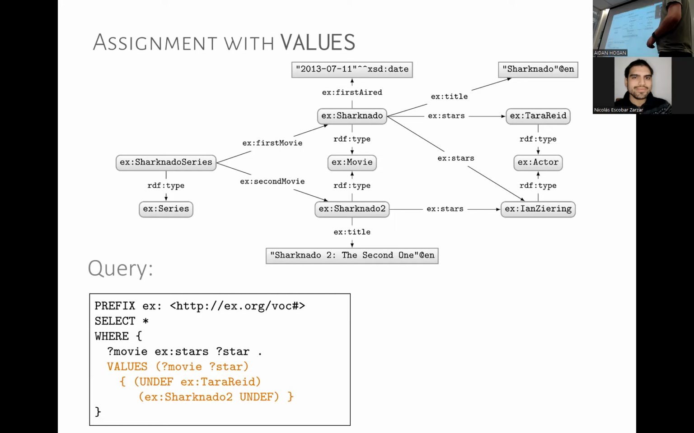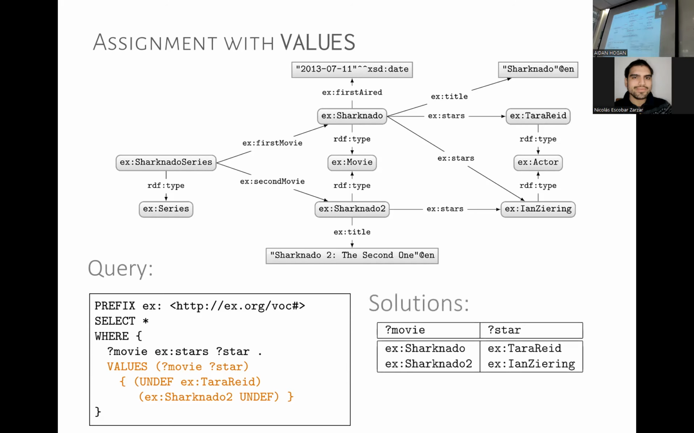So what we're asking for now is which movies does Tara Reid star in according to the data? Sharknado. So we have Sharknado Tara Reid, and then we have Sharknado 2 undef, which is equivalent to asking who stars in Sharknado 2, and that would be Ian Ziering. So we get these results here. So the undef is like a null again. So if we can fill in those data from the query, we will.